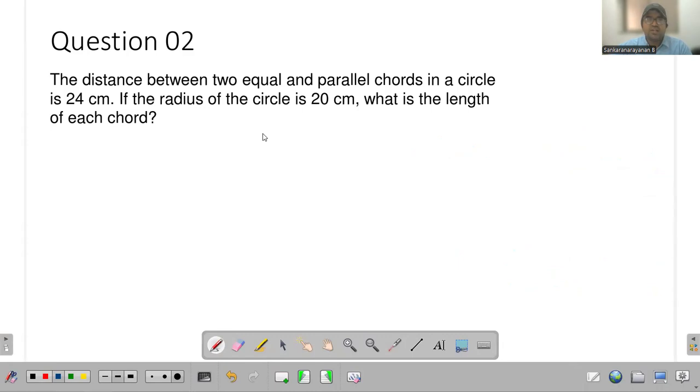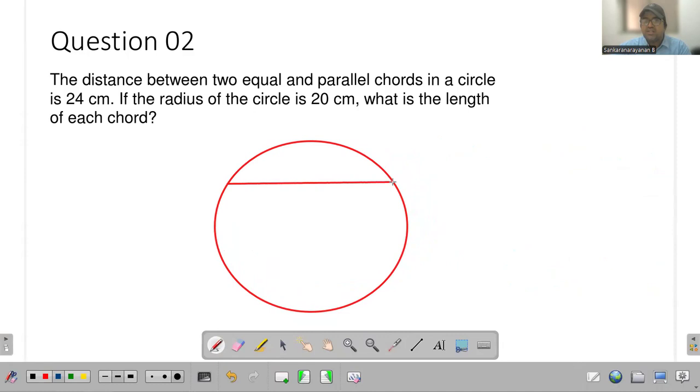I'm now going to consider the circle here. So let this be the circle. Now, I'm going to consider two chords. Let me call them chord AB and chord CD. These two chords, AB and CD, are parallel to each other. And not only that, they are of the same length, because it's given as two equal and parallel chords.